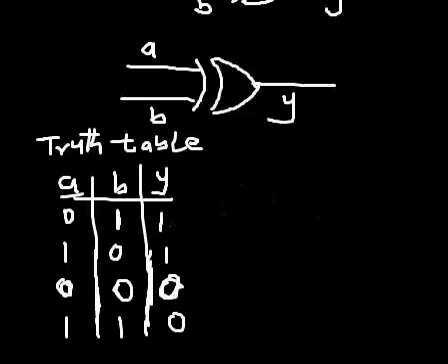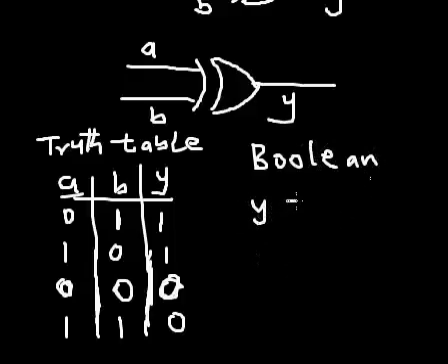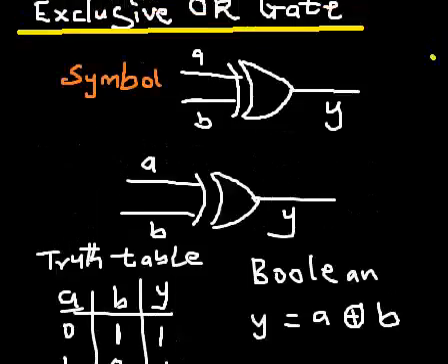By Boolean, this is how we represent the XOR gate. Y is going to be equal to A, and this time around the plus is placed inside a circle to show that it is an XOR gate, not an OR gate. Please take note of that.